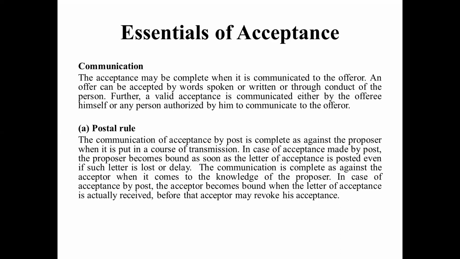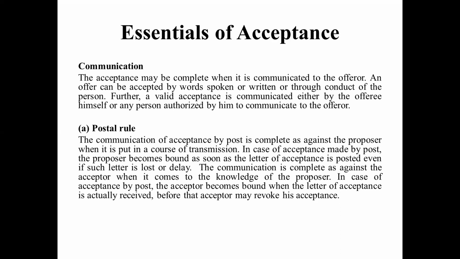When the offeree receives the proposal from the offeror, and now the offeree feels that he wants to give his acceptance under the postal rule, he writes his acceptance and dispatches it to the proposer. Now the proposer has become bound as soon as the letter of acceptance is dispatched, even if that letter has been delayed or lost during the course of transmission. The offer is still bound with the person to whom he has made his offer, because acceptance has already been given by the acceptor.